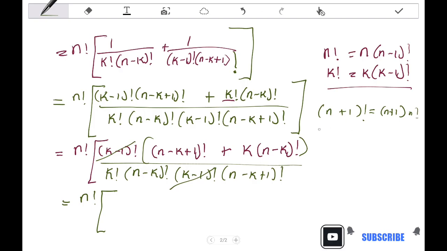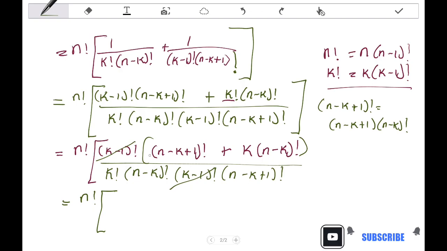So if you have n minus k plus 1 factorial, it is the same as n minus k plus 1 multiplied by n minus k factorial, because we are classifying this as n. So therefore you are going to have something like that. Then you are going to have a common factor, but let me write it here so you can see.